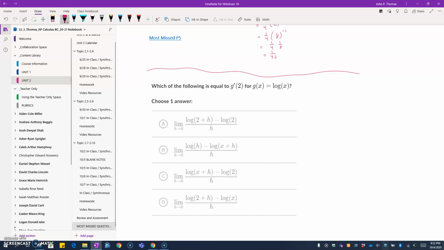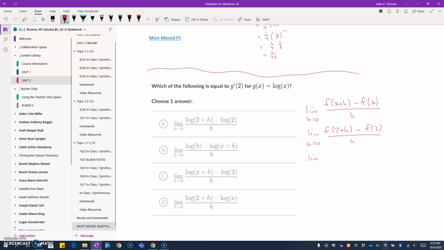Limit as h goes to 0. We know the structure is f of x plus h minus f of x all over h. So first thing I'm going to do is adjust it so it's for the derivative at 2. So f of 2 plus h minus f of 2 all over h.